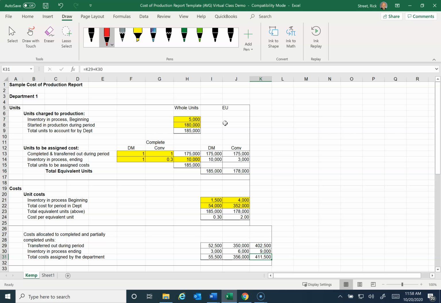Now, if anybody is watching this video and wants this template, it's very handy. You may have to update it if they break out labor costs and conversion costs. In that case, you just add another column, copy the formulas over, and everything will work out just fine. Just send me an email and I'll send you the template.